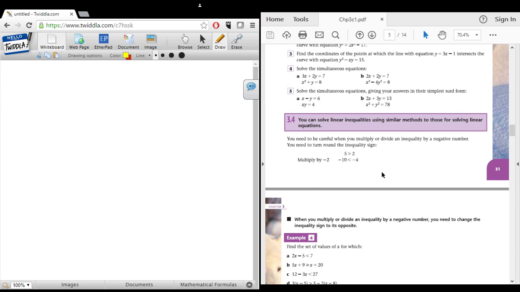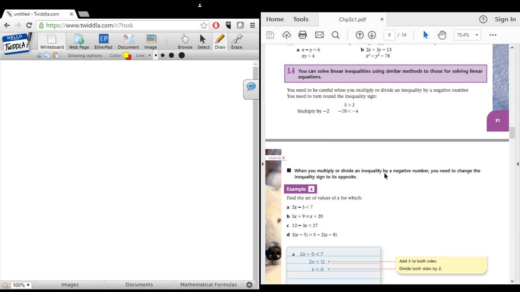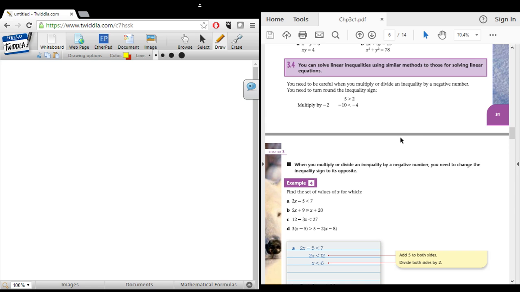So we come on to section 3.4. You can solve linear inequalities using similar methods to those for solving linear equations. You need to be careful when you multiply or divide an inequality by a negative number. You need to turn around the inequality sign. This is very important, okay? And I must make mention of this because it's something that people tend to forget, and sometimes it can be to their own detriment when they're in the exam and they're in a rush and they forget these small, minute points, okay, that can cause them loss of marks.